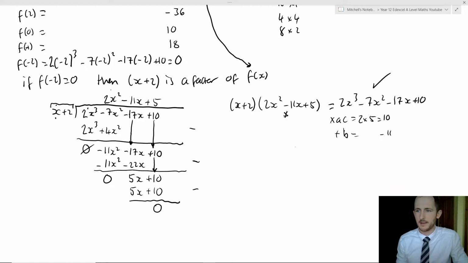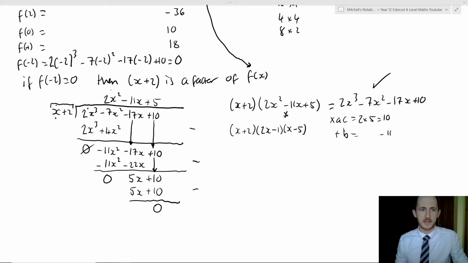I think that should be okay. Either way, once you factorize this, you should get x plus 2, and you get 2x, bear with me 1 second, 2x minus 1, x minus 5. If you expand that, that should give you the exact same answer as we started off with. Okay.